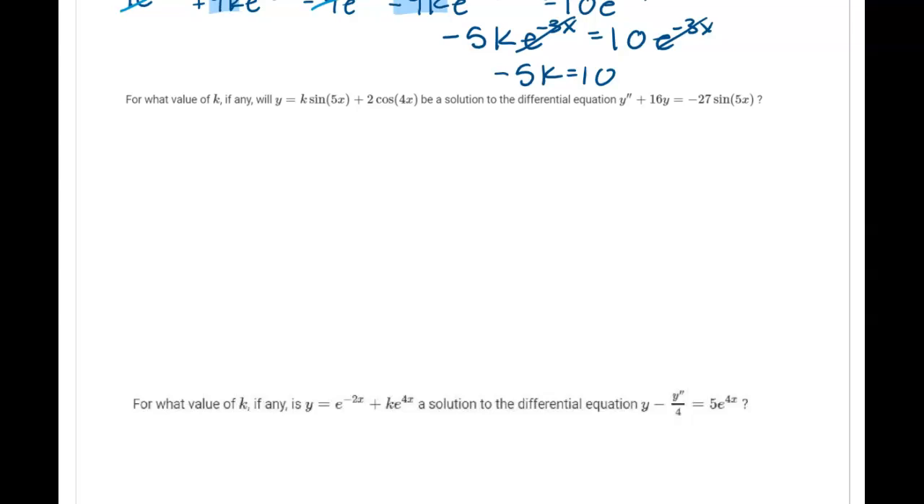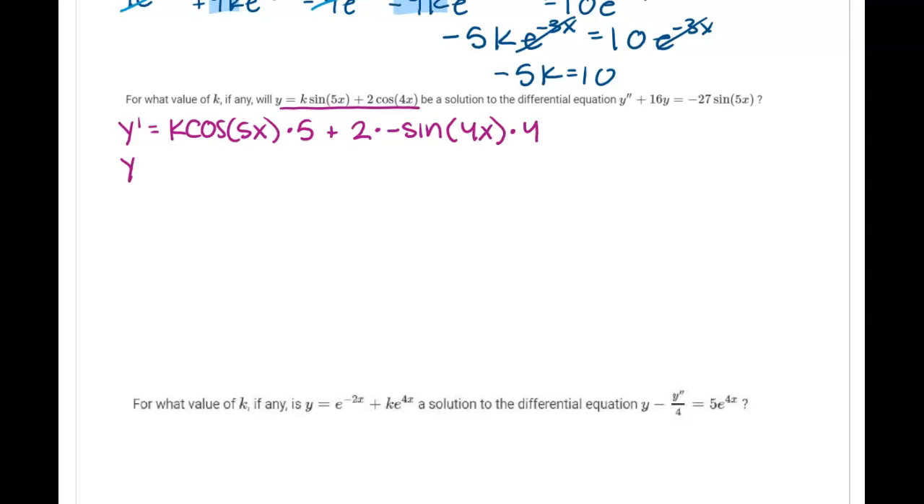So here's our function. We have a differential equation. Here's y, and then y prime. Well, we have k. The derivative of sine is cosine. The derivative of 5x is 5. Plus 2, the derivative of cosine is negative sine of 4x. The derivative of 4x is 4. So y prime is 5k cosine of 5x minus 8 sine of 4x.